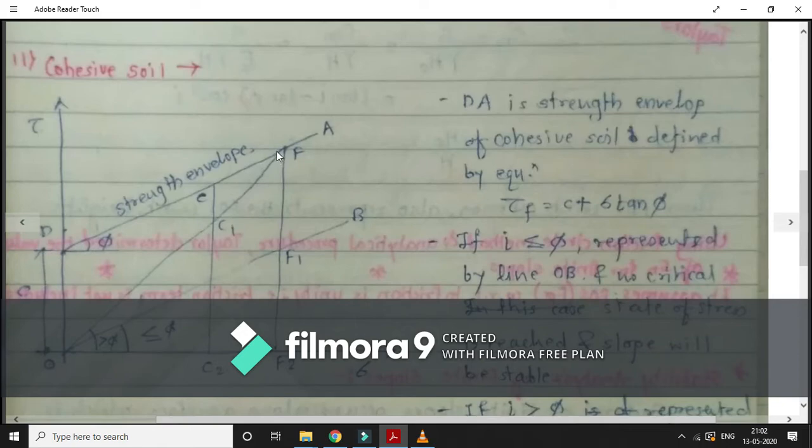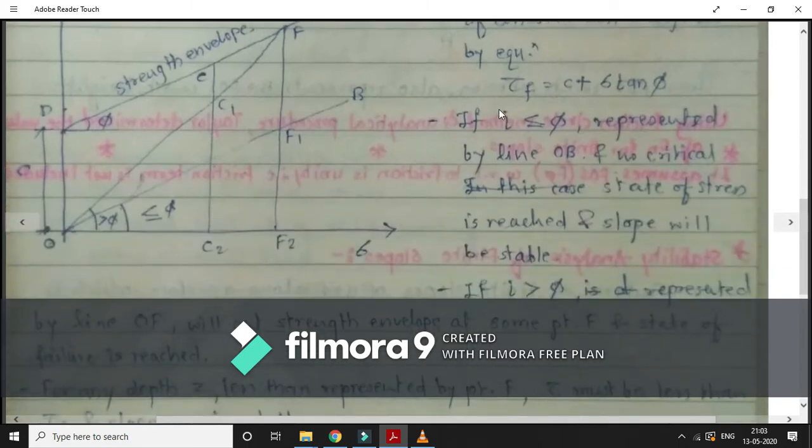Now I want to take care of this portion only. I want to identify the factor of safety below this level, below point F, or what is the stress value below which my slope is stable. So this is my objective.